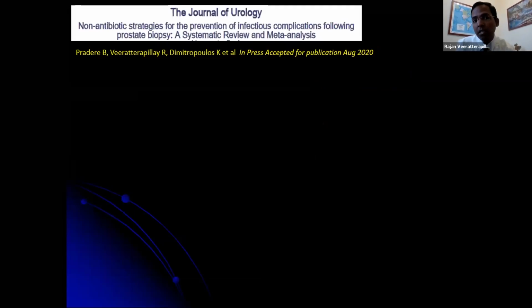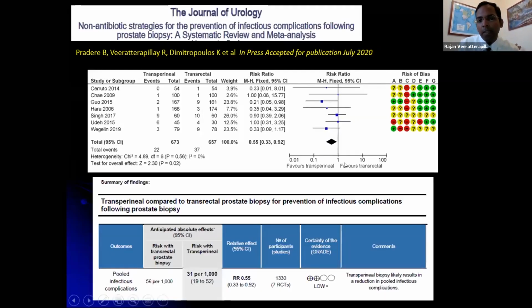This study is in press in JUROL, and we looked at non-antibiotic strategies for the prevention of infectious complications following prostate biopsy. And again, you can see very clearly that the transperineal approach is much better in terms of reducing your sepsis rates. The quality of evidence, though, is low. So despite having done all these RCTs, they're not of great quality.